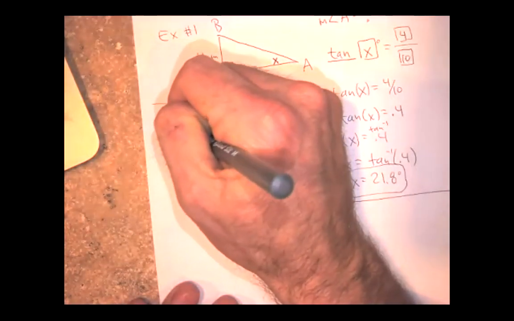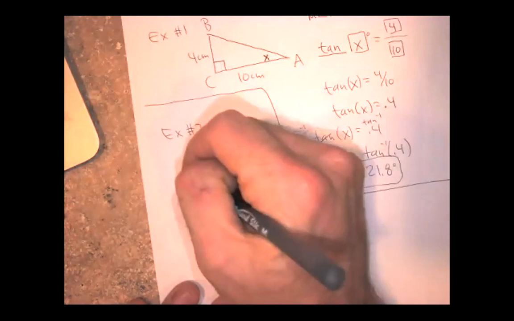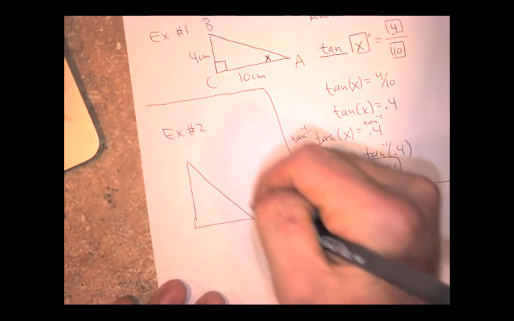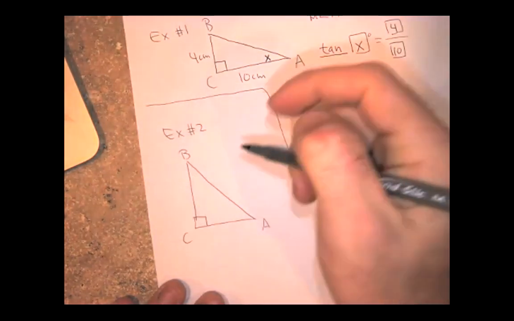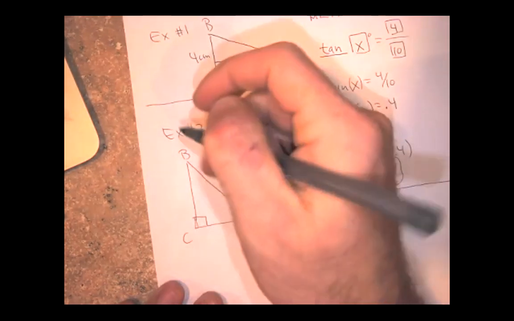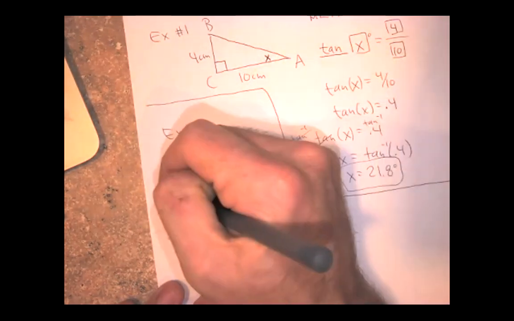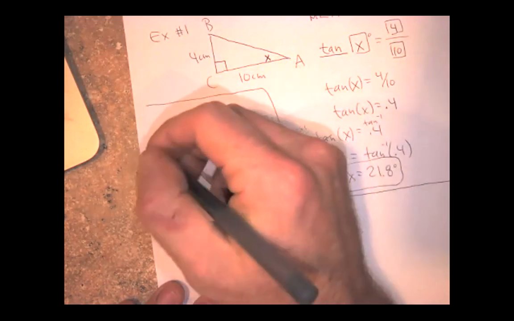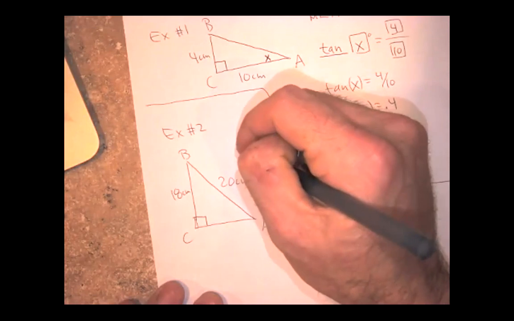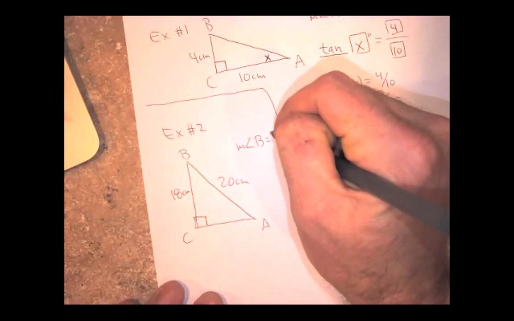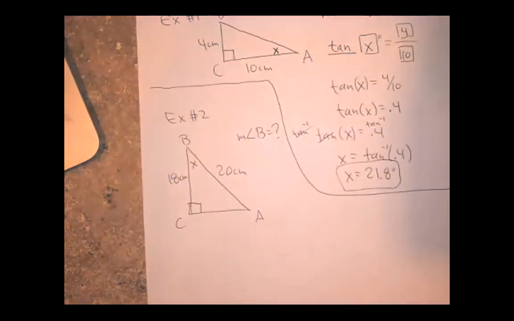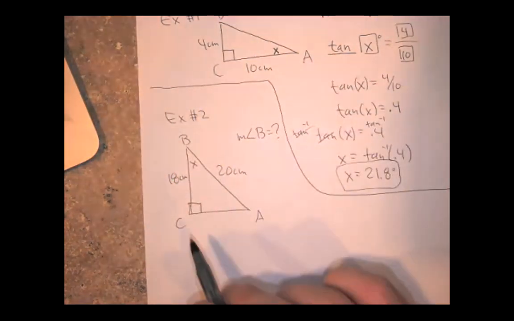Let's do one more. Okay, let's say triangle ABC. Let's say this side is 20, and this one is, I don't know, 10. No, not 10, that's too easy. 18. And let's say, what's the measure of angle B? What's the measure of this angle up here? So I'll put X up there.